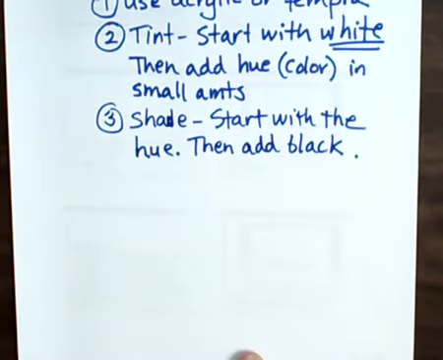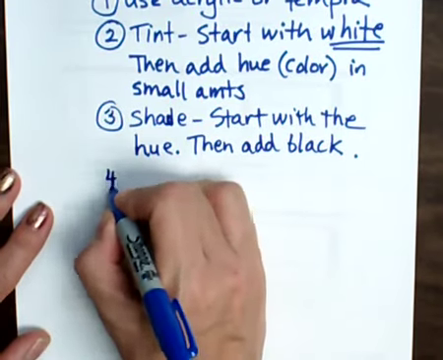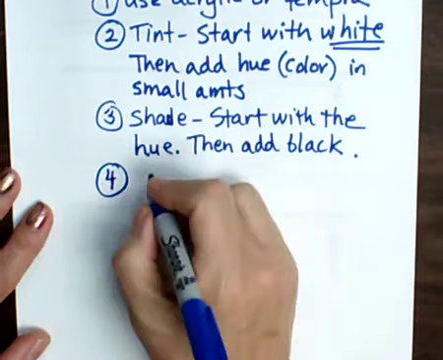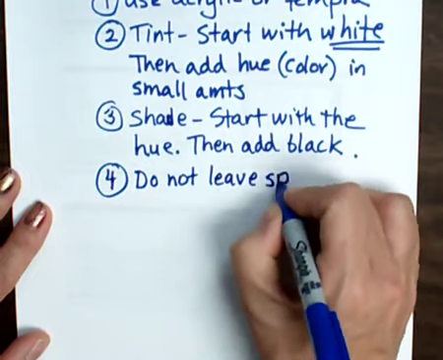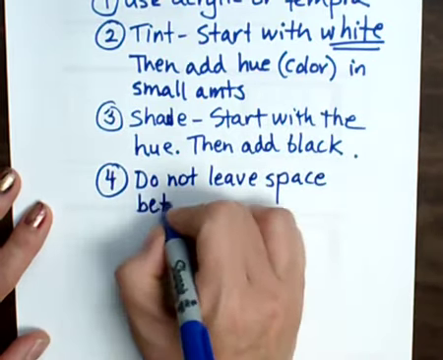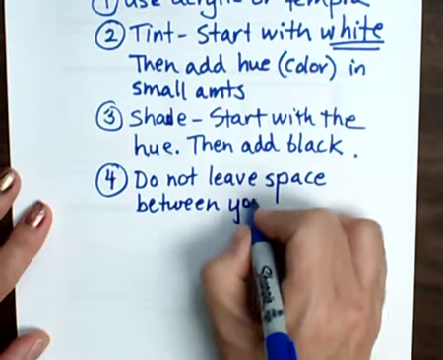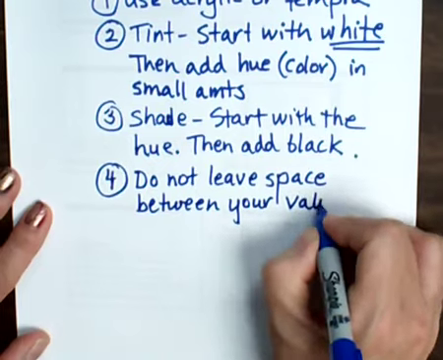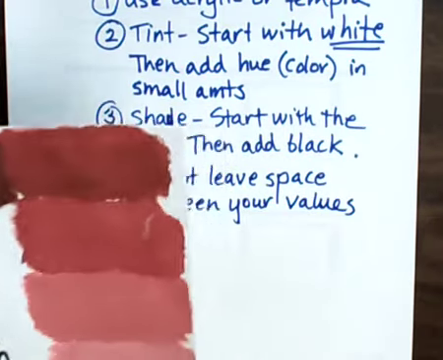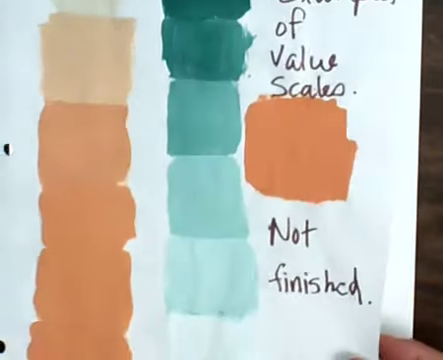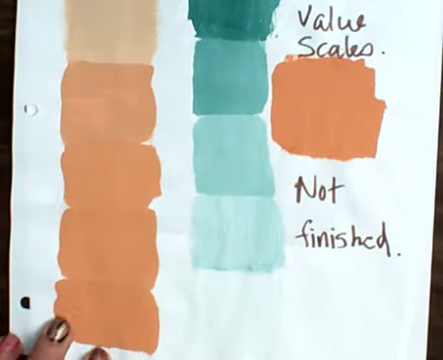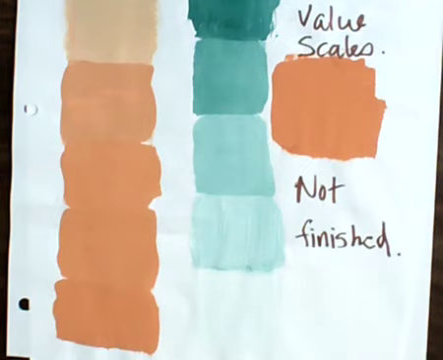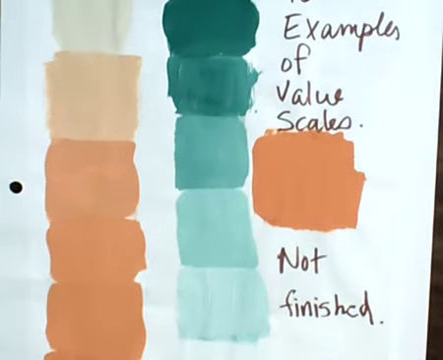Okay, the other thing I want you to do when you do this is I want you to paint, do not leave space between your values. What do I mean by that? You want to paint them right up next to each other so you can see if there's a shift. If there's not a change in the values, here you can see it. Oh, the green works so much better than the red. That's what I should have shown you. Okay, you should clearly be able to see a change in the value scale.